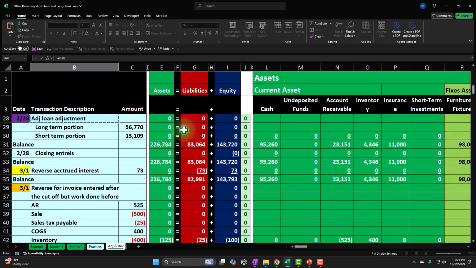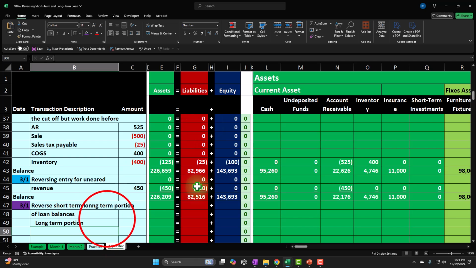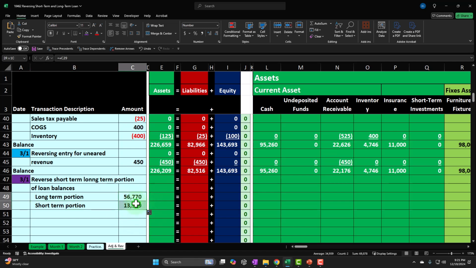So we had short-term, and then I'll just copy that this way, and then down here. So there's the short-term and long-term we broke out from the amortization table. So together, the total balance was at that 69,878. It was all in the short term. So the journal entry was this 56,770 that we broke out.